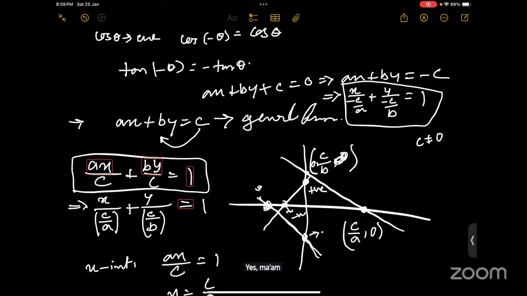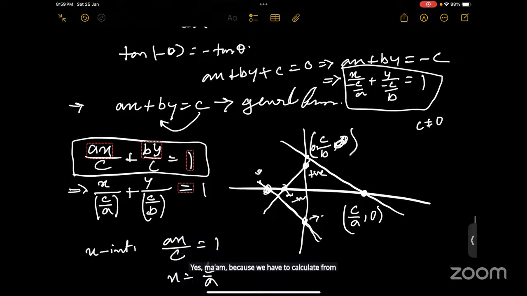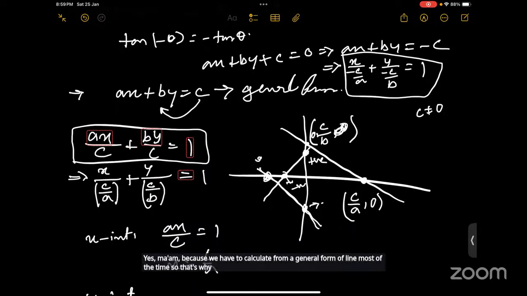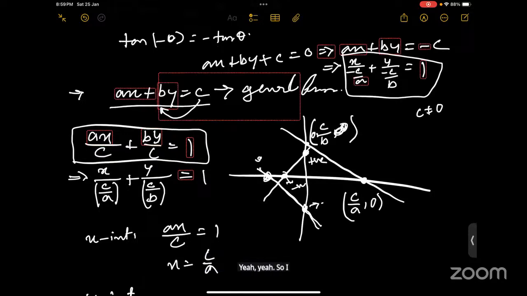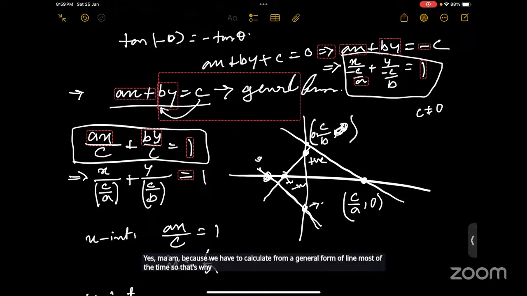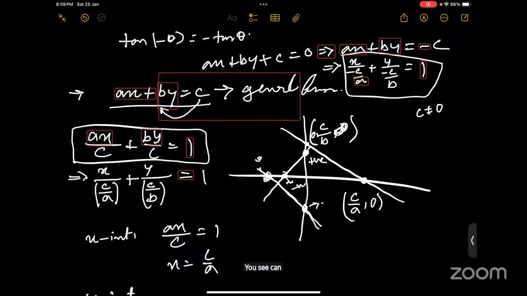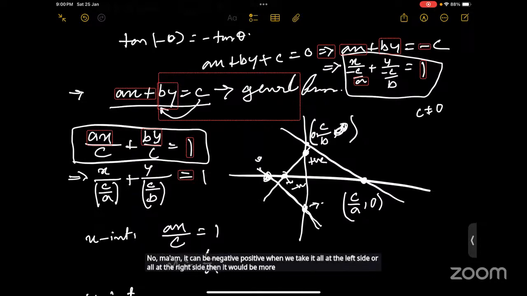Yes, ma'am, because most of the time we have to calculate from the general form of a line. So I took the general form in this form. That is why our C was positive. But C can be negative, A can be negative, B can be negative. It can be negative or positive when we take everything on the left side or all on the right side. Then the signs would be more symmetrical. Because if one is positive, one is negative, the thing will be cut.